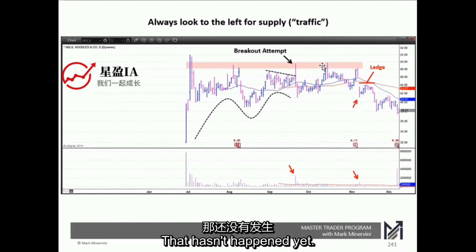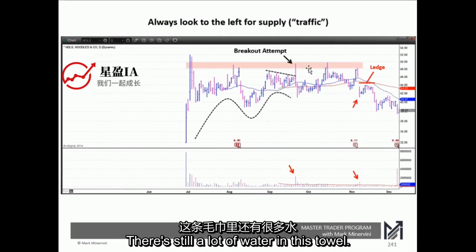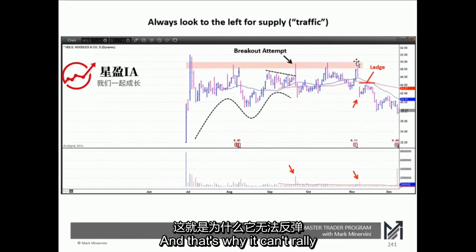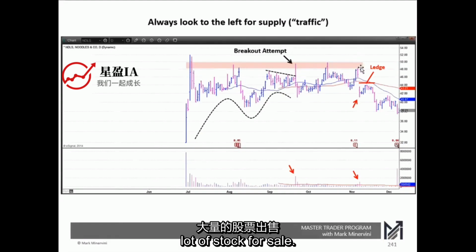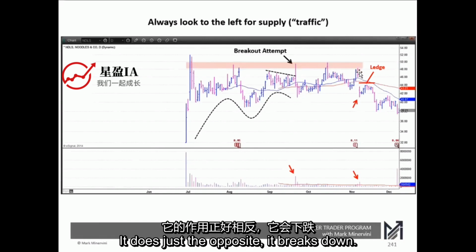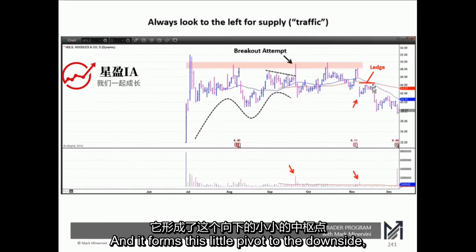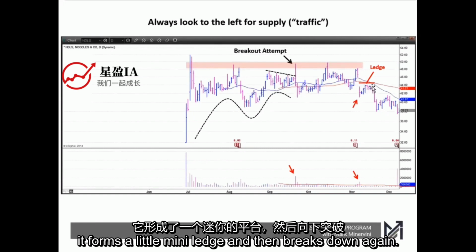That hasn't happened yet. There's still a lot of water in this towel, and that's why it can't rally, because there's a lot of selling. There's a lot of supply. There's a lot of stock for sale, and it does just the opposite. It breaks down and it forms this little pivot to the downside. It forms a little mini ledge and then breaks down again.